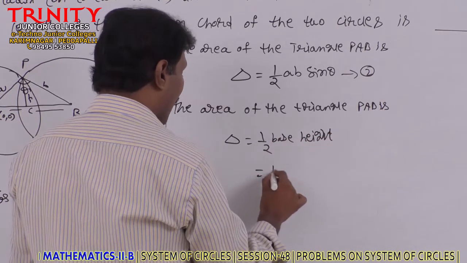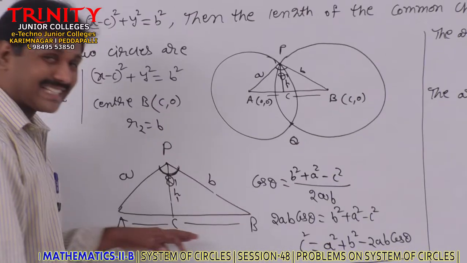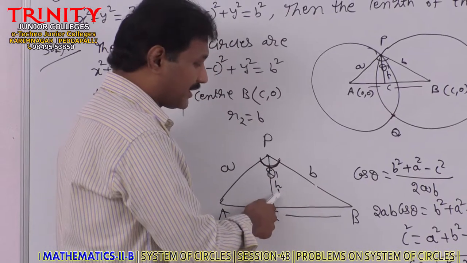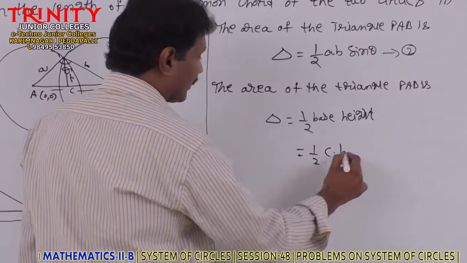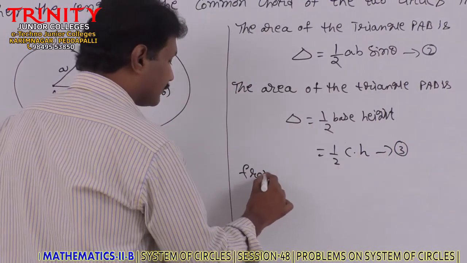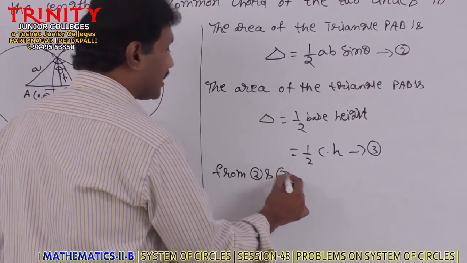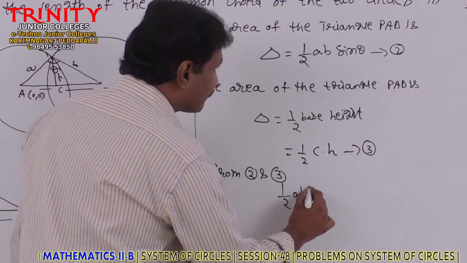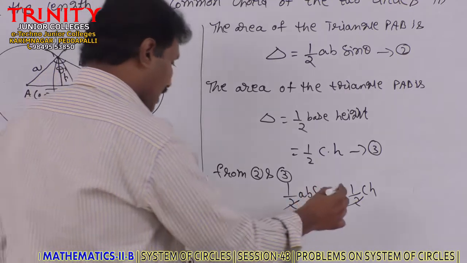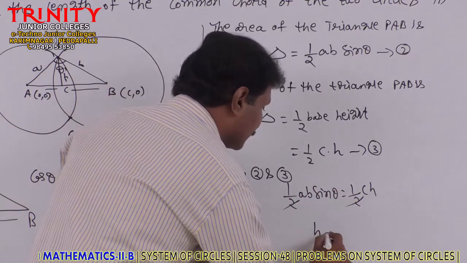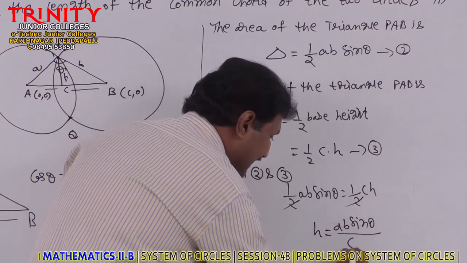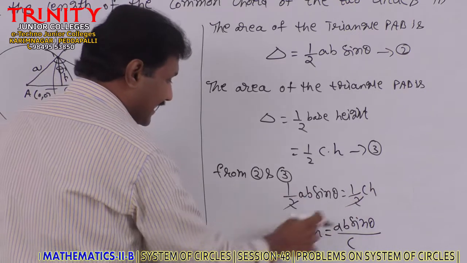Geometrically, the base has length C, and the length of the altitude is H. In this case, equations 2 and 3 are the same. From equation 2 and equation 3, half AB sin theta equals half CH. The 2 cancels, so H equals AB sin theta by C.